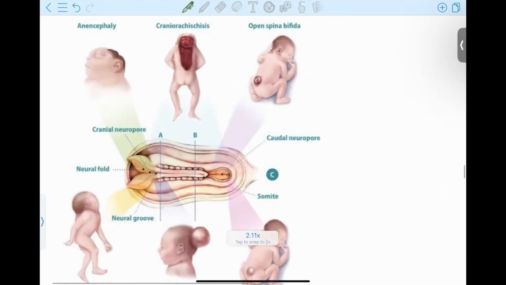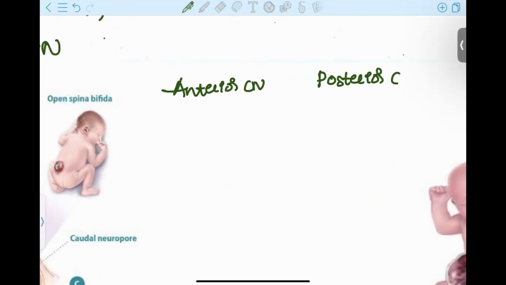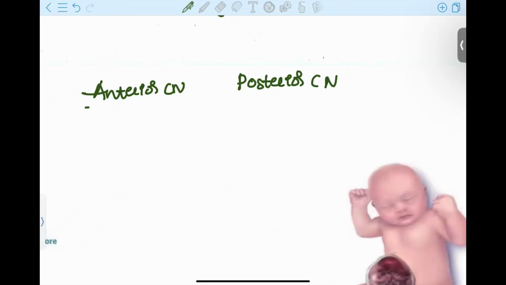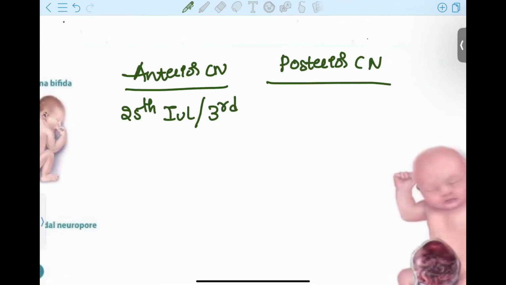Next, moving on to the cranial neural defects. All right. In the cranial neural defects, what are the types that we have to understand? Two types. One is your anterior cranial neural defects and the posterior cranial neural defects. Okay. In the anterior one, when it is closed, basically it is started in the second week. When it is going to end, usually it is going to end on the 25th intrauterine day, or you can say the third week of intrauterine life.